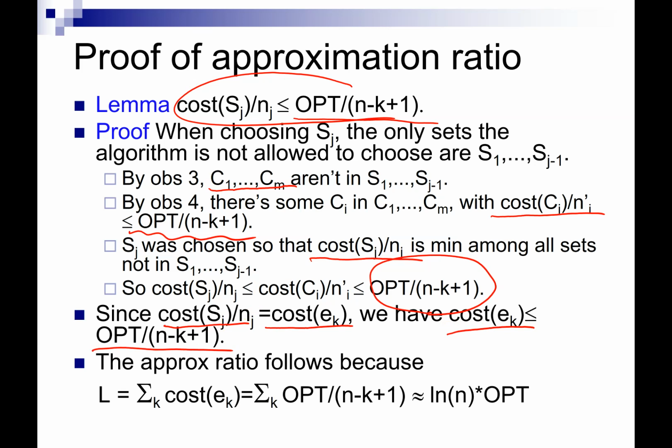Then, as we said earlier, from this we can get the approximation ratio, because the total cost is equal to the sum of all of these e_k costs. We showed that this sum is at most log n times the optimum. So the cost for this algorithm is going to be at most log n times the optimum cost, and therefore this is a log n factor approximation algorithm.